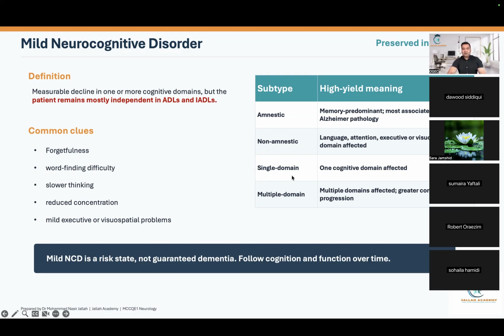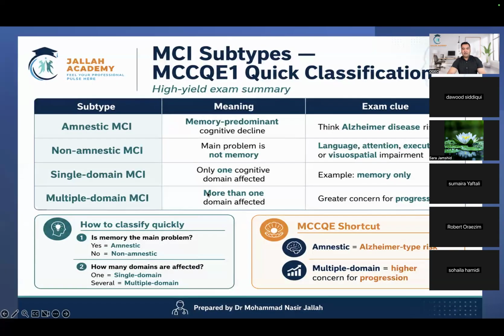So single domain, either this part or this part. Once one cognitive domain is affected, either the amnestic or non-amnestic. Multiple, both of them. Mild neurocognitive disorder is a risk state, not guaranteed dementia. Follow cognition and function over time.